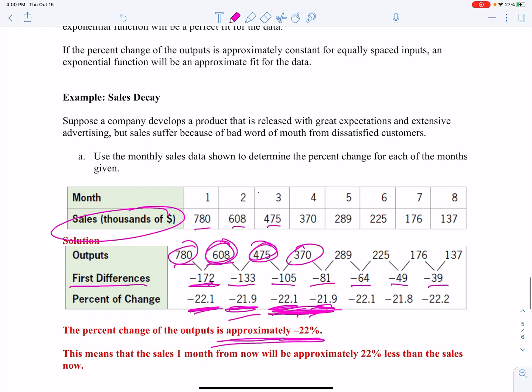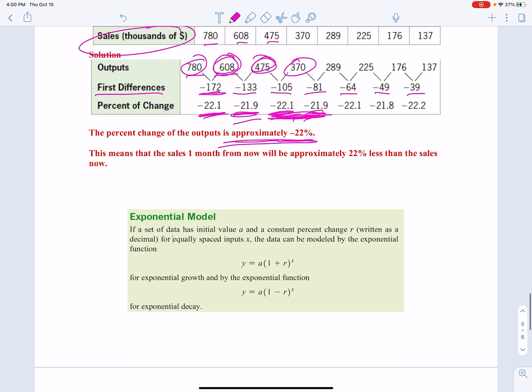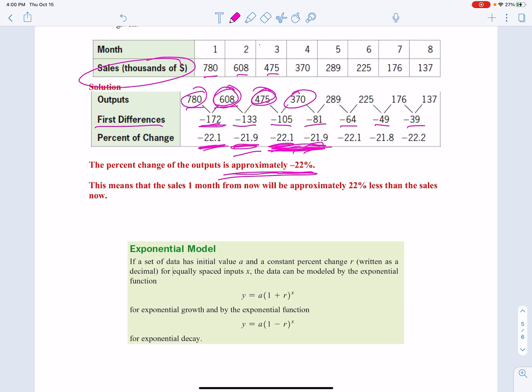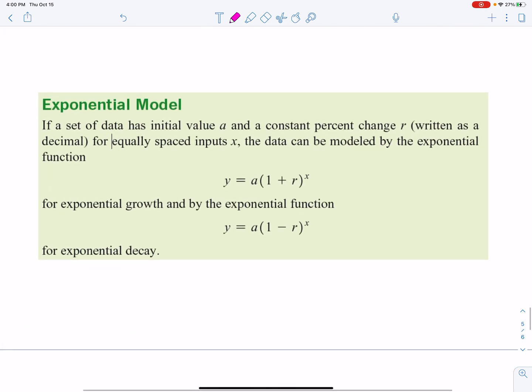So that's what they set up here. If the percent change of the outputs is approximately constant for equally spaced inputs, then an exponential function is an appropriate fit. This means that the sales 1 month from now will be approximately 22% less than the sales now. All right, and so these are exponential models.